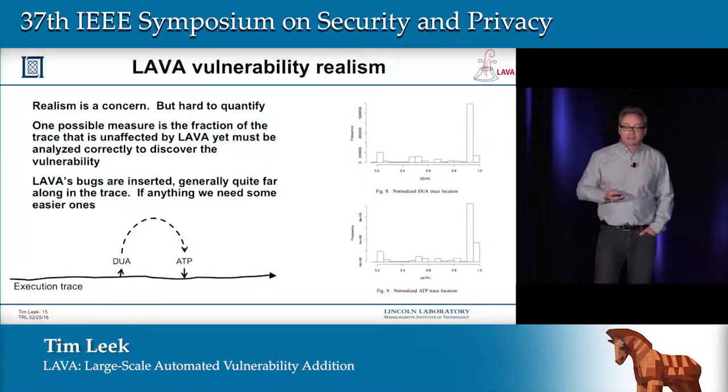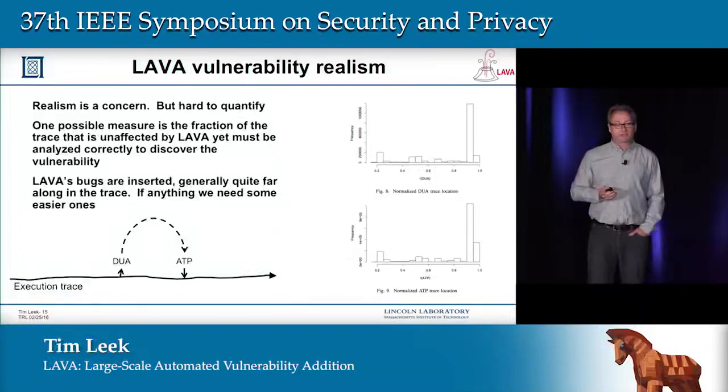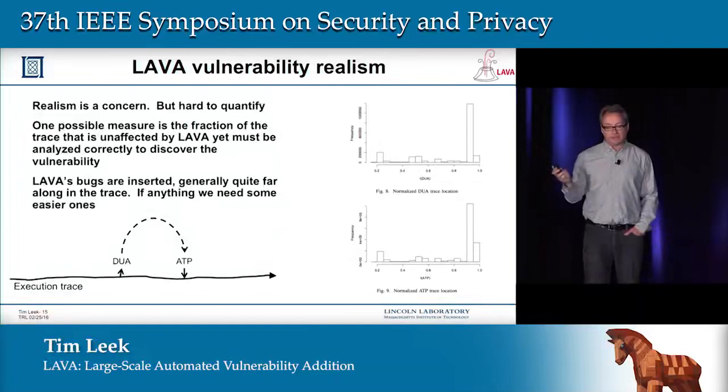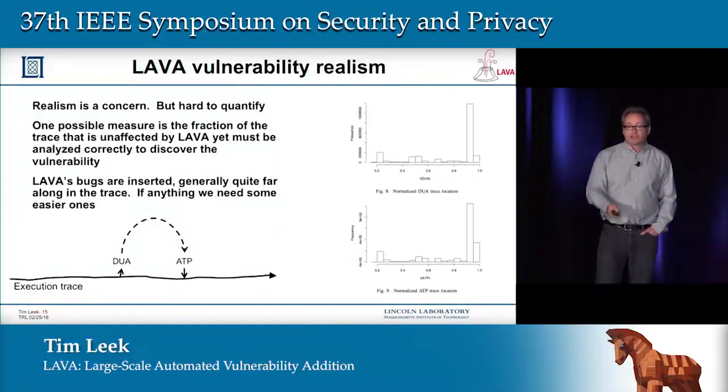And so that indicates to us that if anything, the LAVA bugs that are inserted are kind of hard. They might be too hard for tools in general, because we're sort of inserting them near the end. Actually, we can pick and choose. We could have chosen earlier in the trace. We just didn't know that at the time that we were doing that analysis. But we can do that later.